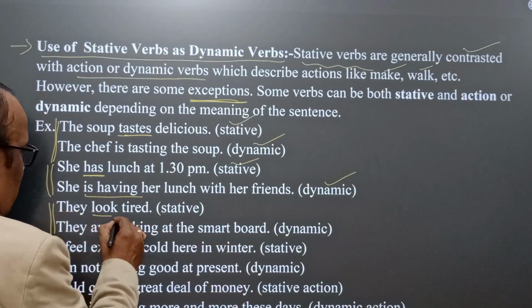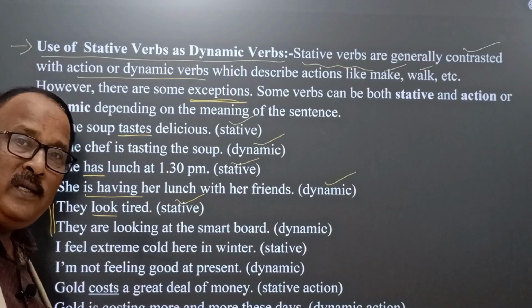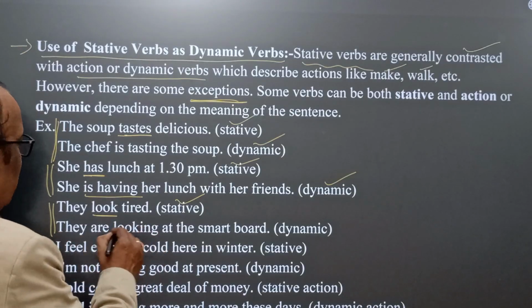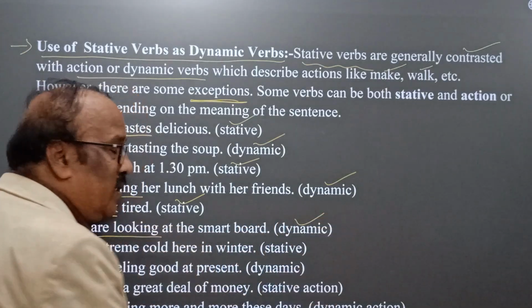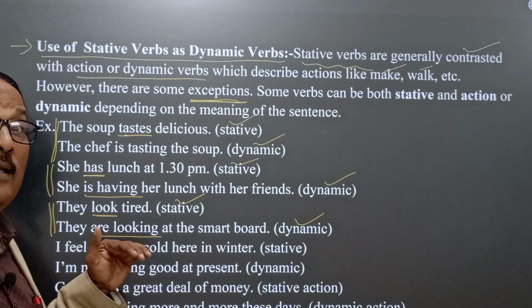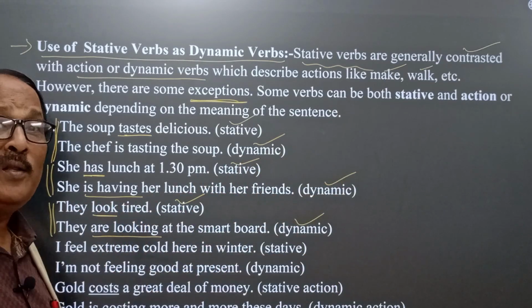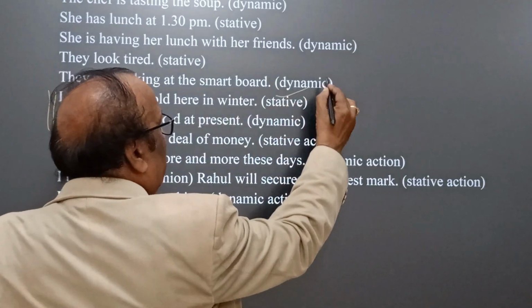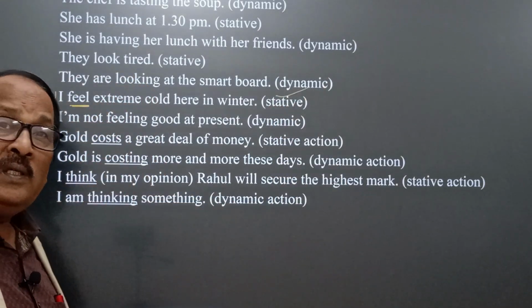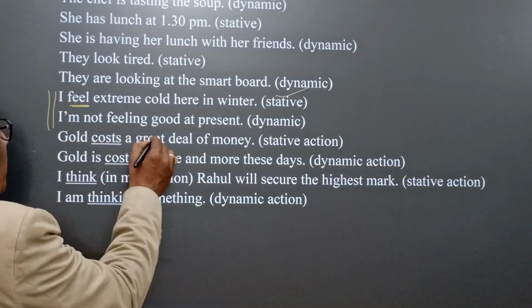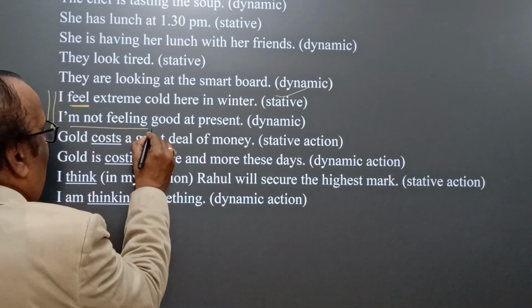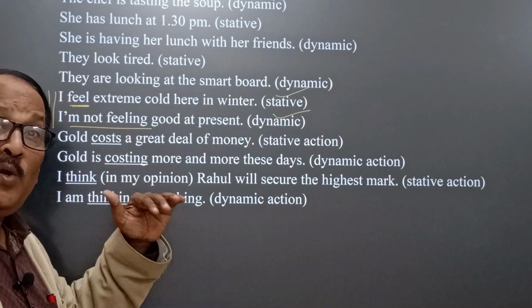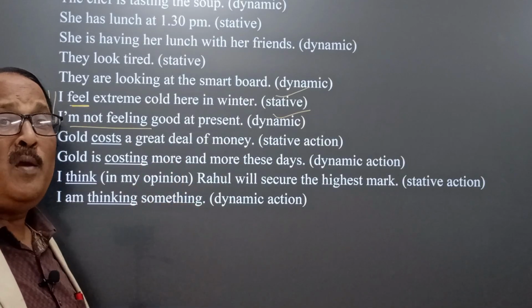Another, they look tired. Here look is a stative verb. It has been used in simple present, but here they are looking at the smart board. This is dynamic. Here in the sense they are looking at the smart board at the time of speaking. I feel extreme cold. Here feel expresses stative action. Therefore simple present has been used. I am not feeling good at present. Here I am not feeling expresses dynamic action. Here, the speaker is not feeling good at the time of speaking.